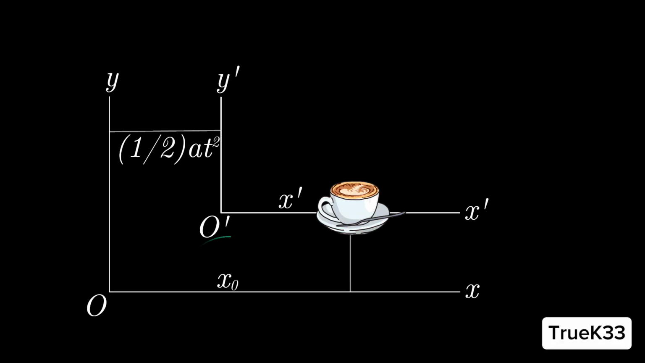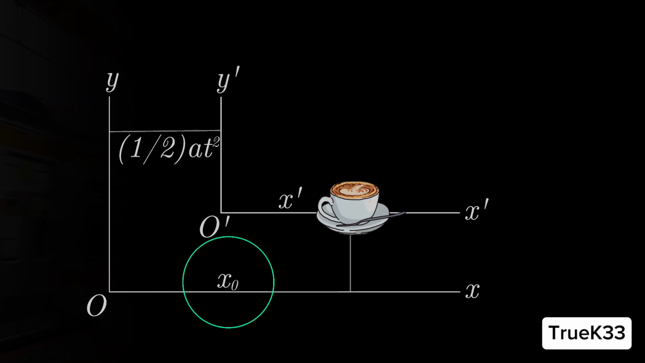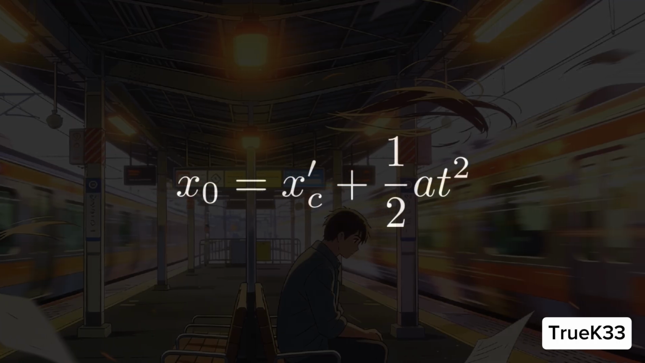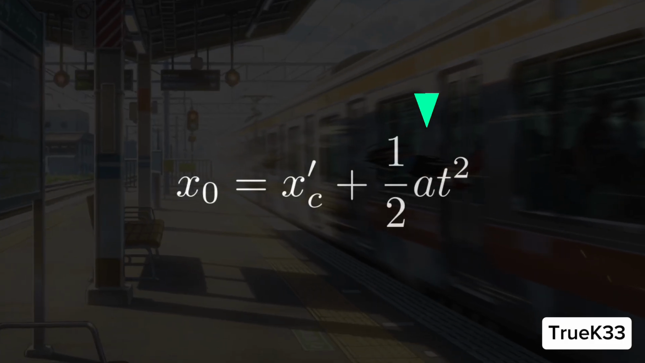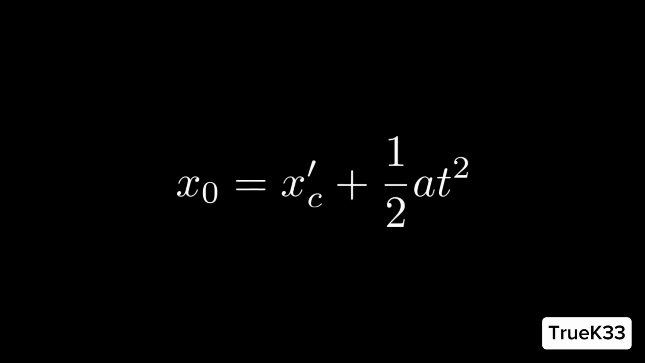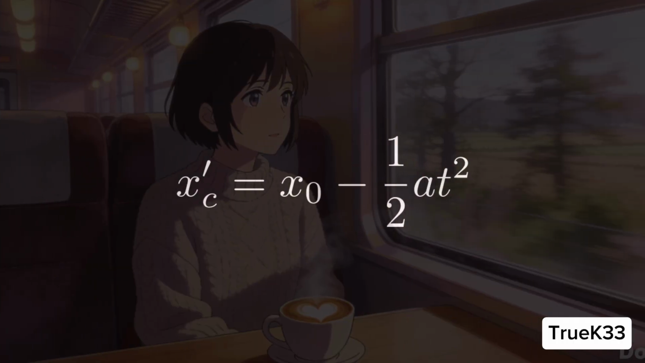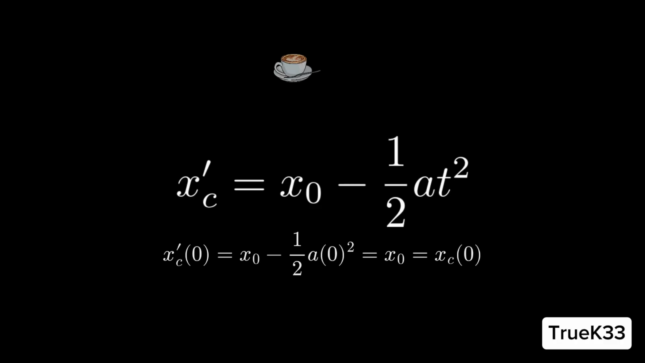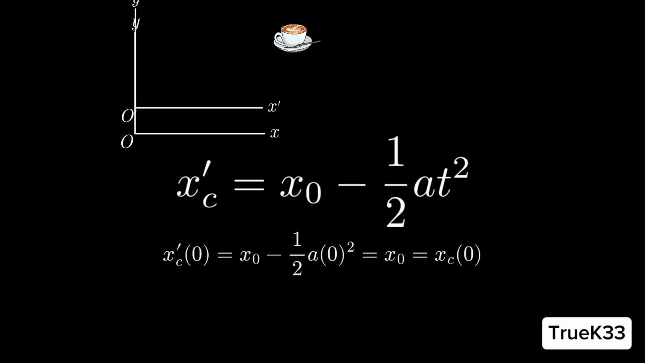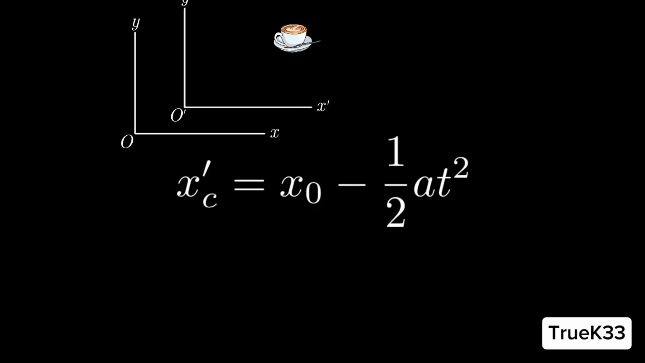From the diagram, we see that the position x0 of the cup relative to the station is equal to its position in the train frame plus the position of the moving train. With this expression, we can determine x prime, the position of the coffee cup as viewed from the train. As we can see, at time t equals 0, the cup's position relative to both frames, the station frame and the train frame, is the same and has the value x0. The train then starts moving with acceleration a.